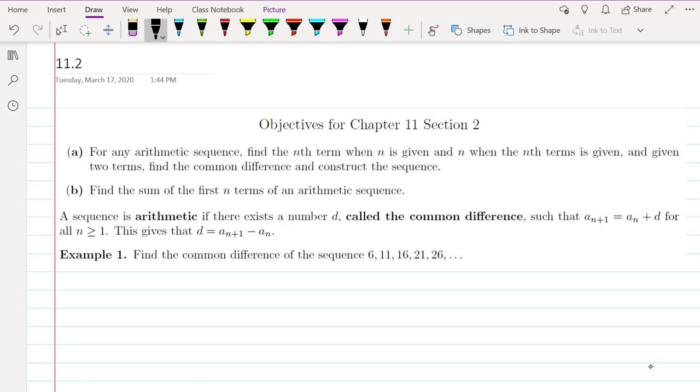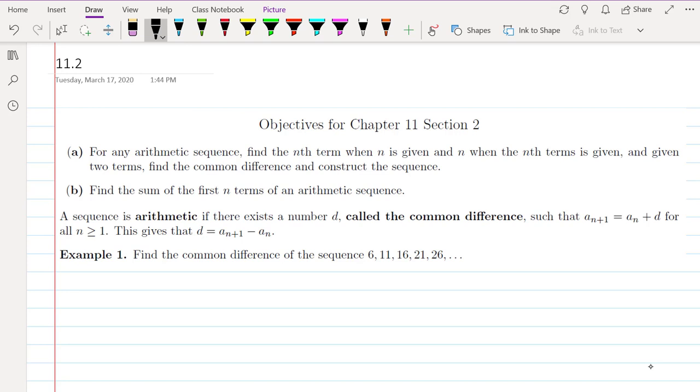All right, in this lesson we have two objectives. For any arithmetic sequence, we want to find the nth term when n is given, and n when the nth term is given, and given any two terms, find the common difference and construct the sequence. Our second objective is to find the sum of the first n terms of an arithmetic sequence.